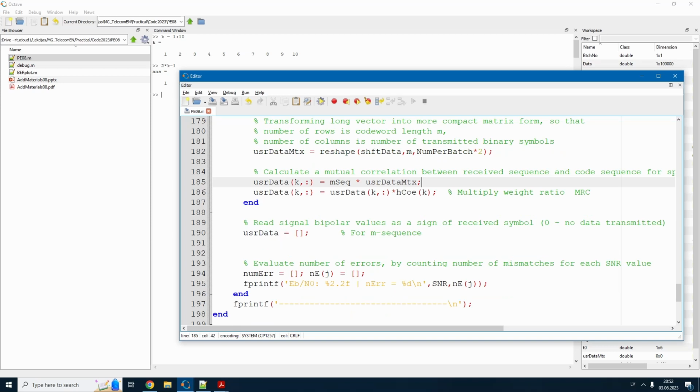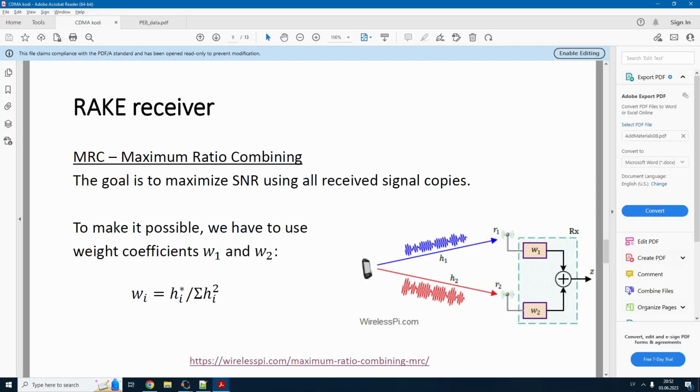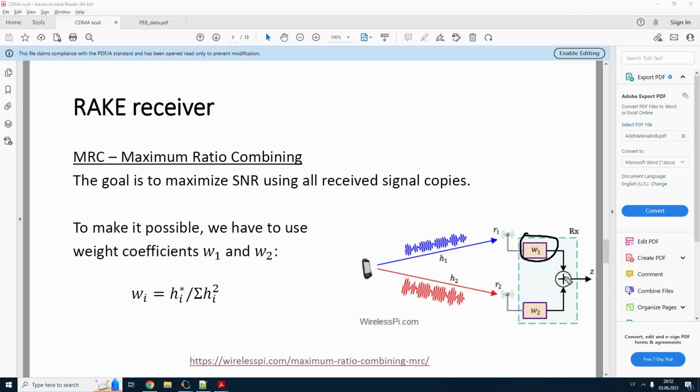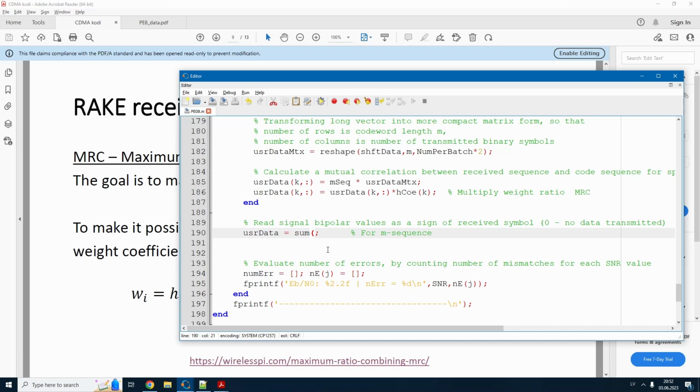Finally, what we need to do is to read this signal, but first of all, we need to add them together. All these columns need to be added together, in accordance with this diagram. We already have this multiplication done just right now. So what we need to do now is to add all these columns together into one signal. So we do this sum of the USR data specifically along dimension 1. So this is the way to tell it that what we want to do is to sum the columns into one single column.